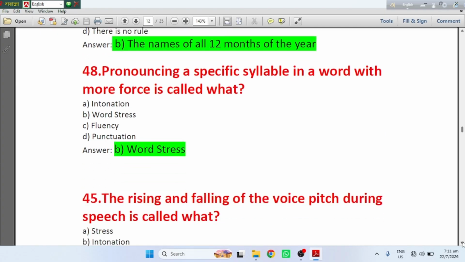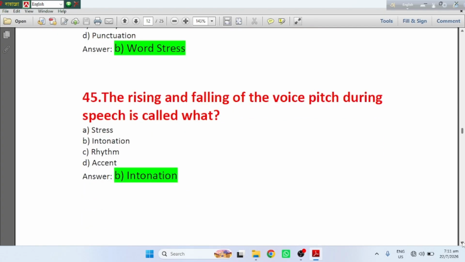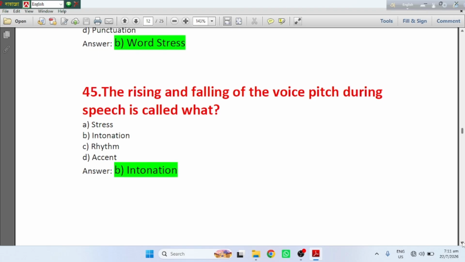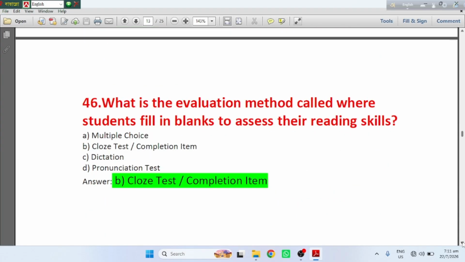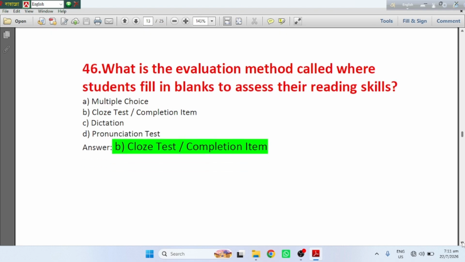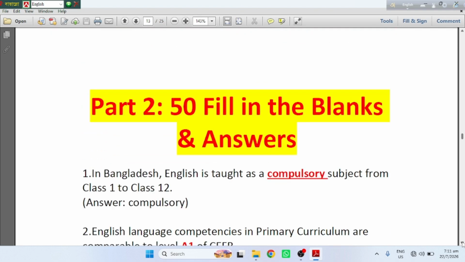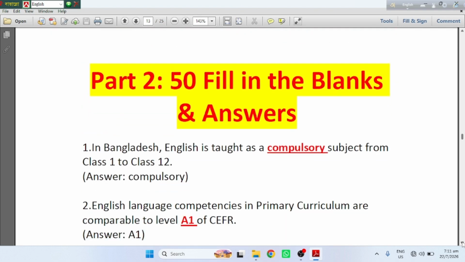Word stress. 45. The rising and falling of the voice pitch during speech is called what? Intonation. 46. What is the evaluation method called where students fill in blanks to assess their reading skills? Cloze test, completion item. Part 2, fill in the blanks and answer.